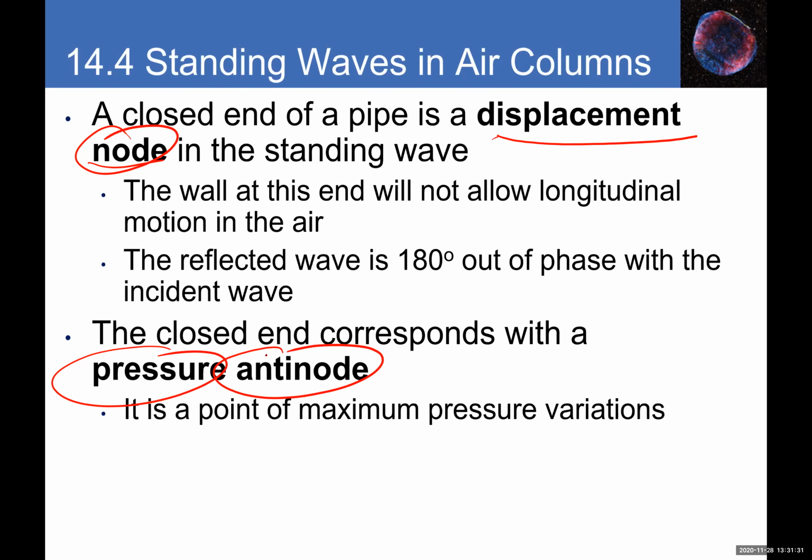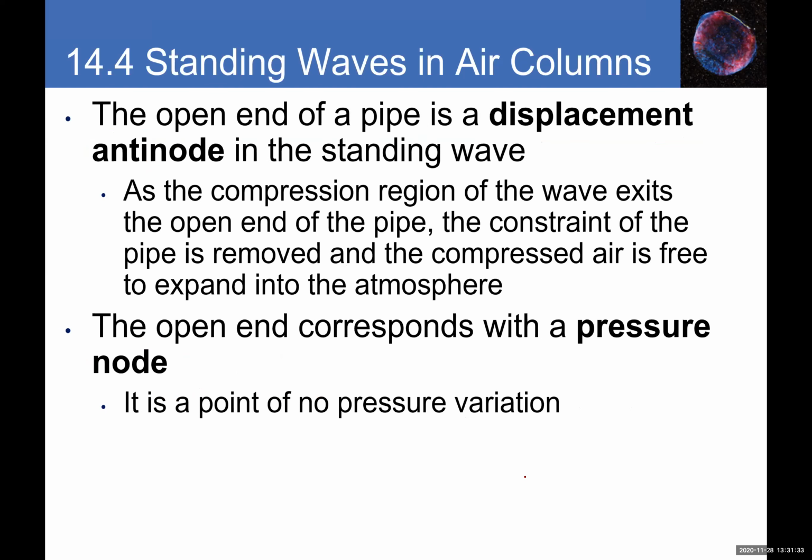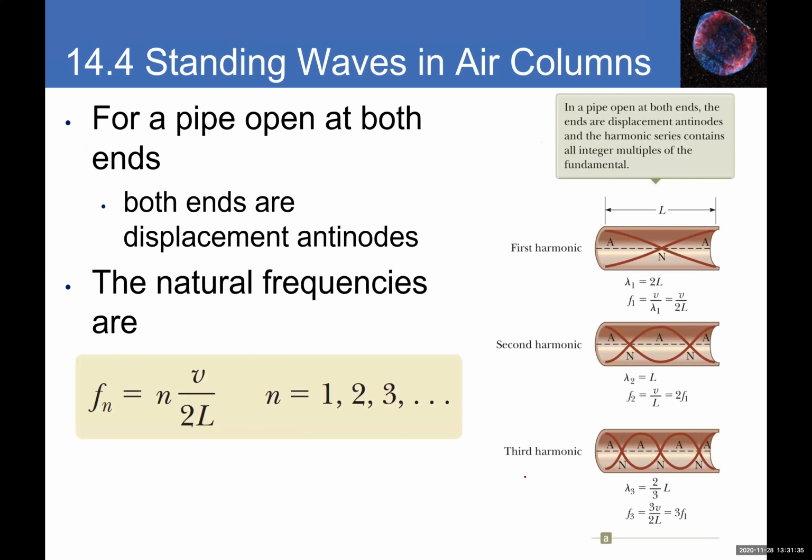So that means, when I'm talking about, for example, an air column like this, it is a pipe open at both ends. Both ends are displacement antinodes, and the natural frequencies are f equals n times v over 2L. This equation for the frequency is exactly the same as for the standing waves on a string.